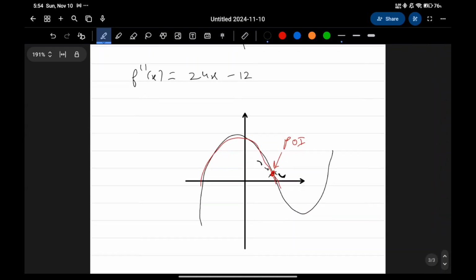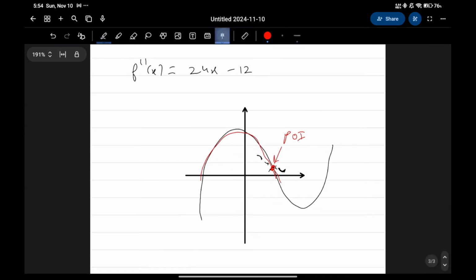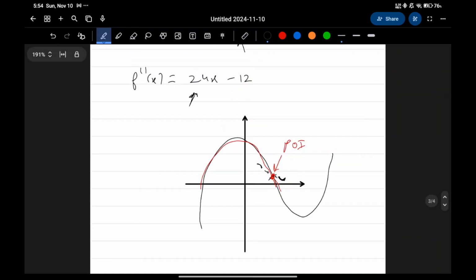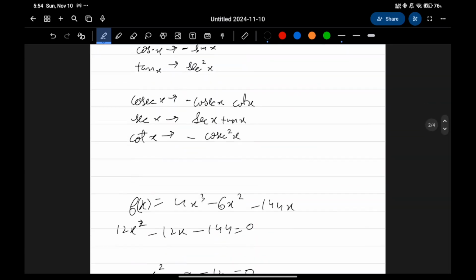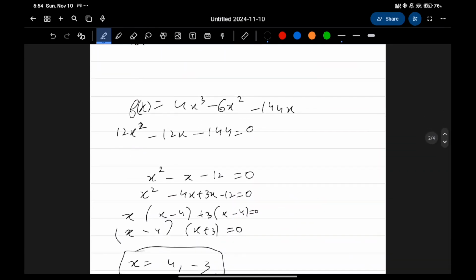Now, to find the points of inflection, I basically need to equate my second derivative equal to 0. So let's equate this equal to 0. 24x minus 12 equals 0. Let me factor out 12. This becomes 2x minus 1 equals 0. Let me verify if my differentiation is correct. 12, yep, 12.